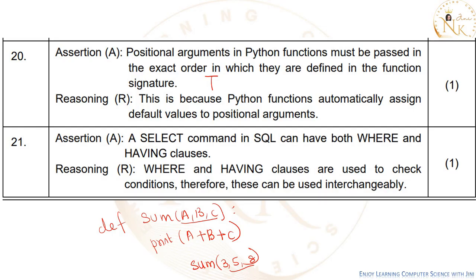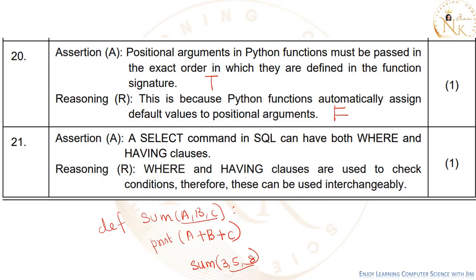Reasoning: this is because Python functions automatically assign default values to positional arguments. For positional arguments, default values will not be assigned. So it is false. So A is true and R is false.